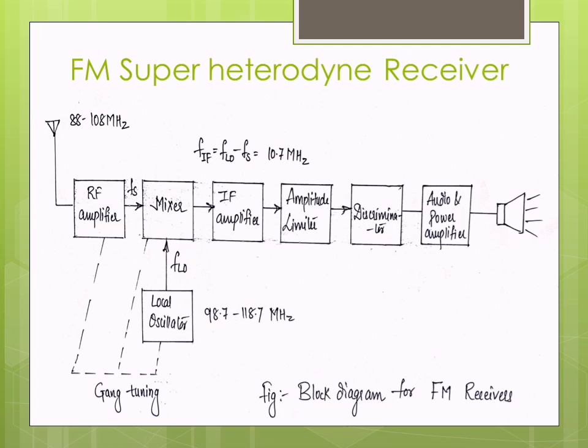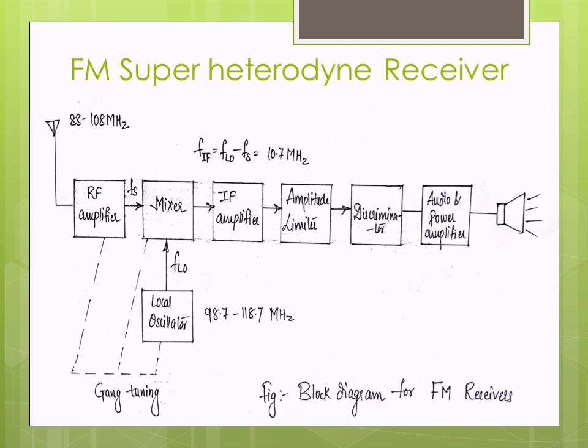Similarly, the local oscillator has a frequency range of 98.7 to 118.7 megahertz. The mixer will again produce the intermediate frequency, FIF, equal to FLO minus FS, taking only the difference signal, and that is equal to 10.7 megahertz. Here the intermediate frequency is 10.7 megahertz, whereas in case of AM it is 455 kilohertz.